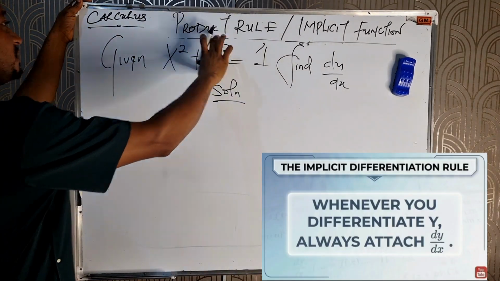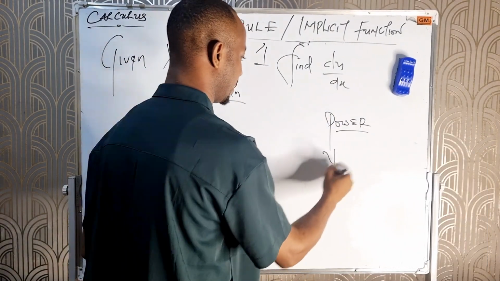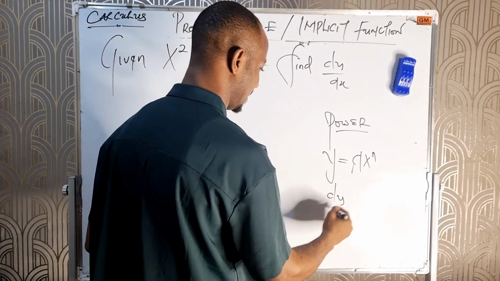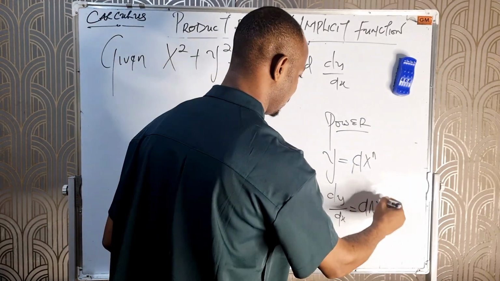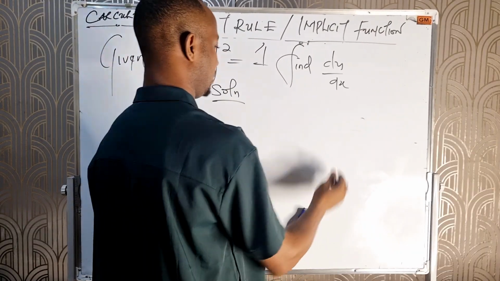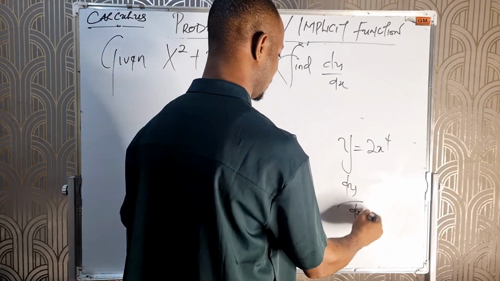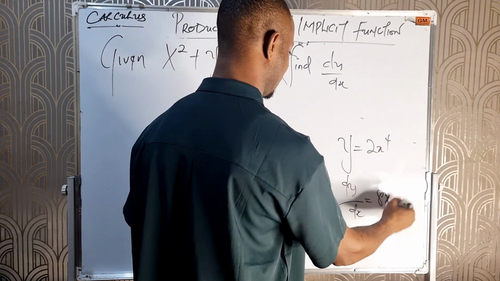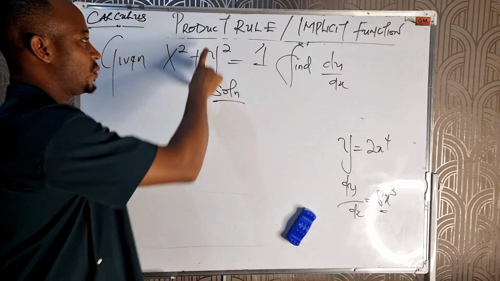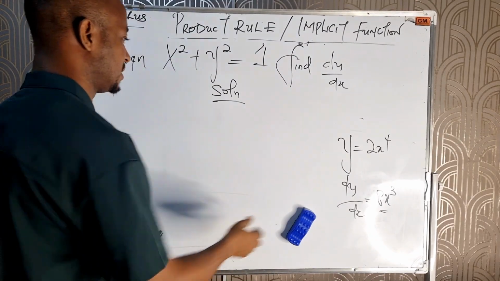I will differentiate each of these using the power rule. The power rule says if we have y equals ax to the power of n, then dy/dx is n times a times x to the power of n minus 1. A good example is if we have y equals 2x to the power of 4. Using the power rule, dy/dx will give us 4 times 2, which is 8x to the power of 3. So for this, I will differentiate each of these terms. But anytime we differentiate y, we have to multiply what we have by dy/dx.